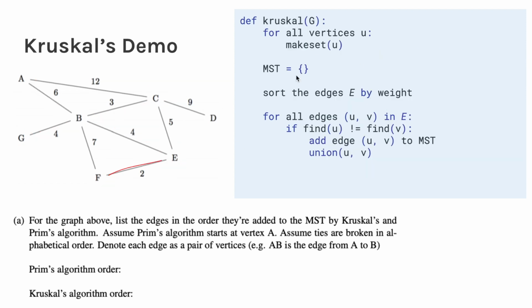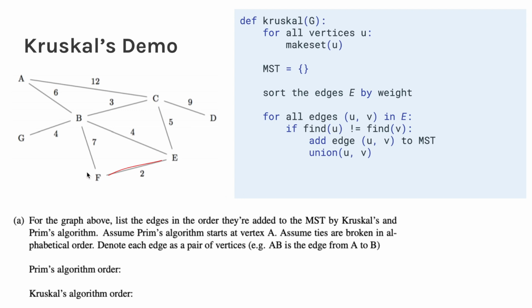Okay, now let's go through Kruskal's. So Kruskal's, this is the pseudocode. We sort the edges by weight, and then we go through those edges in sorted order. And basically, we just add those edges to the MST, as long as adding that edge doesn't create a cycle. So basically, they're not already part of the same connected component.